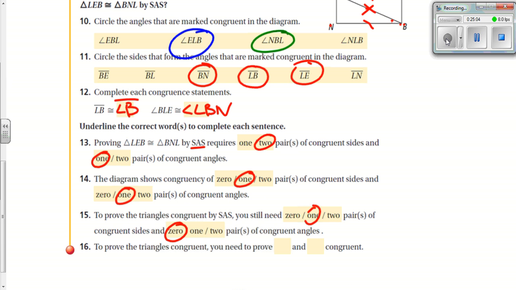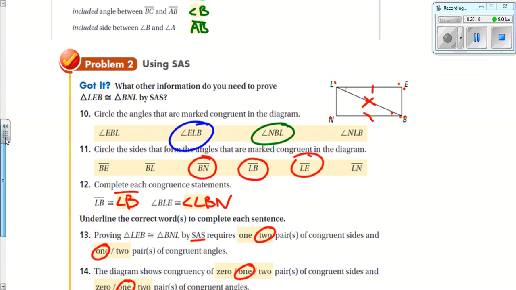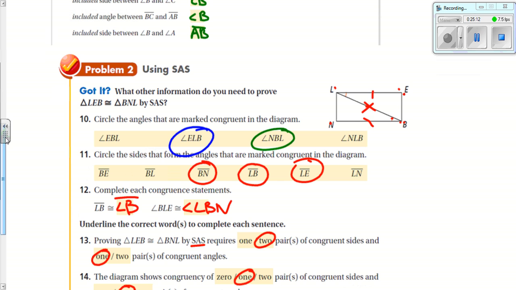Sorry guys, I messed up on number 16. I apologize about that. We know LB is congruent to LB because of the reflexive property. Okay, we already know that one. We're not given any other information yet. So we know those angles are congruent, and we know that LB is congruent to LB. So we need one more side. Okay, which side is it going to be?